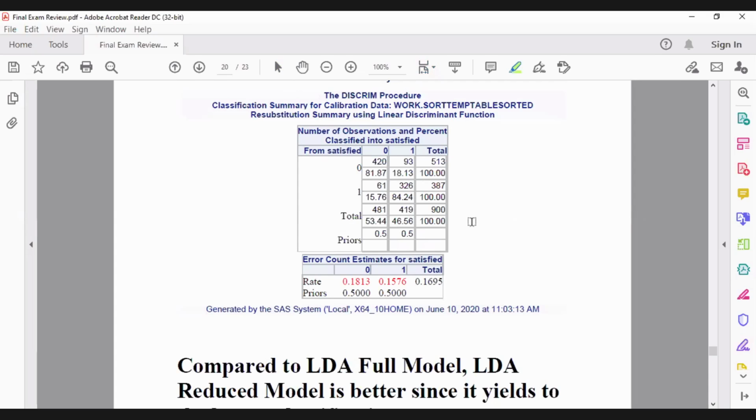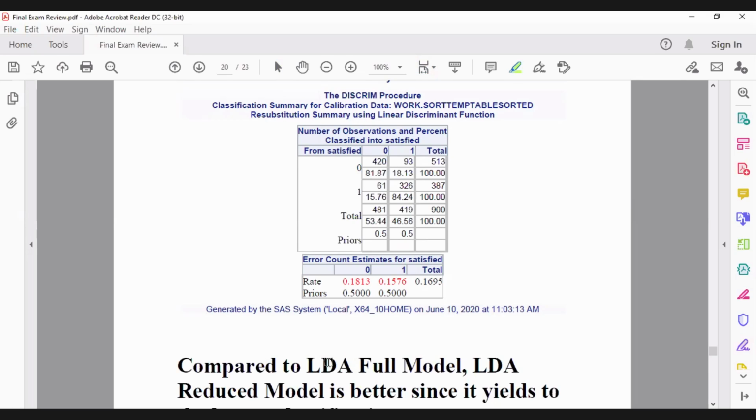So for the reduced model, if I ask you again the same question, is the reduced model from linear discriminant analysis better in classifying y equal to 1 or y equal to 0? What will be your answer? Again, y equal to 1. So linear discriminant analysis with the reduced model is better in classifying y equal to 1.